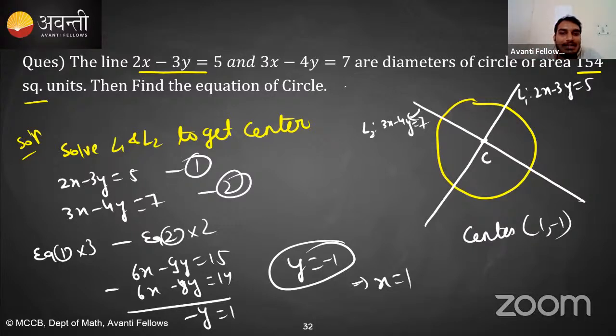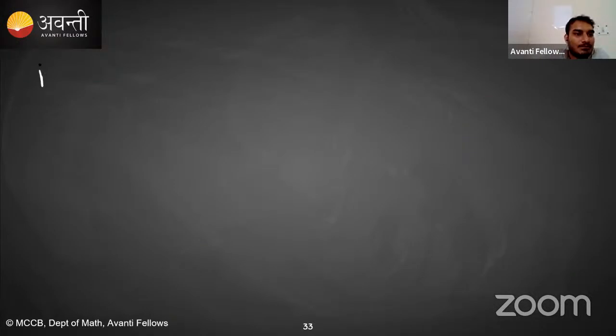The only thing that is left is radius, and for the radius one more information is given, that the area of circle is 154. बचपन में पढ़ा होगा, एरिया ऑफ सर्कल कितना होता है, पाई आर स्क्वायर 154. so let's assume pi is 22/7.